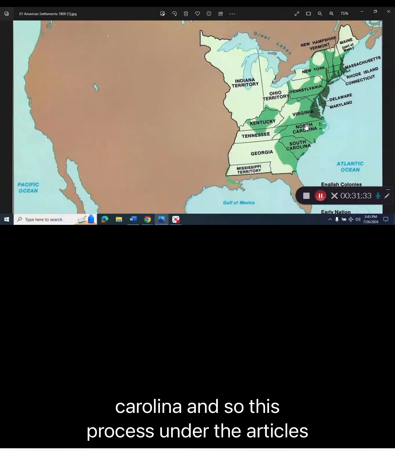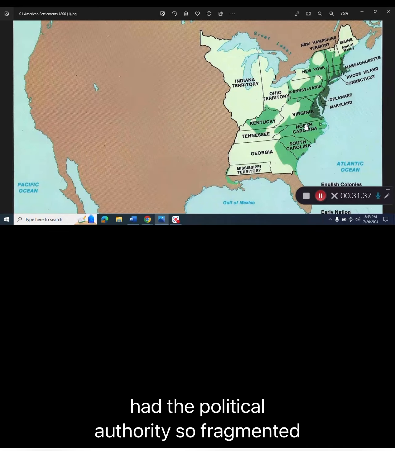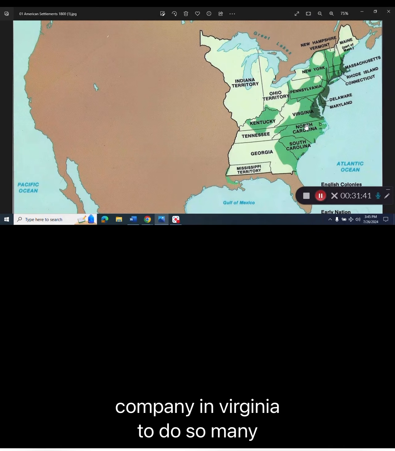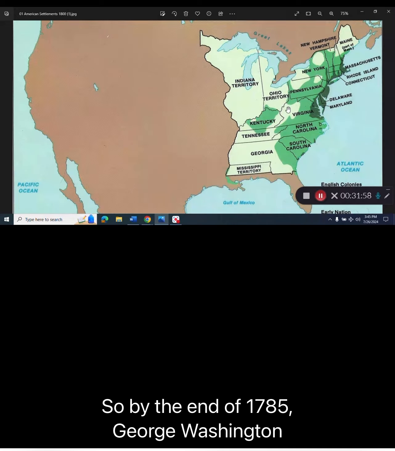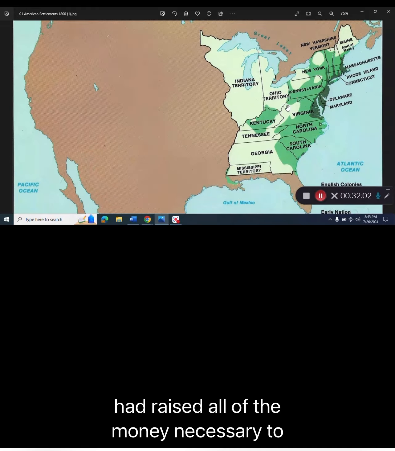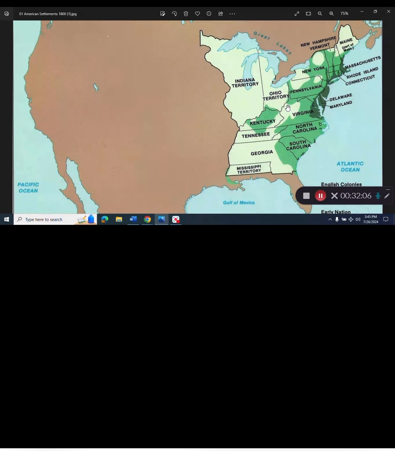And so this process, under the Articles, had the political authority so fragmented, requiring the Potomac Canal Company in Virginia to do so many other kinds of negotiations, to allow for so many different variables, that it significantly delayed the entire process. So by the end of 1785, George Washington had raised all of the money necessary to pay for the construction of the canals. What was slowing things down were the politics of it.